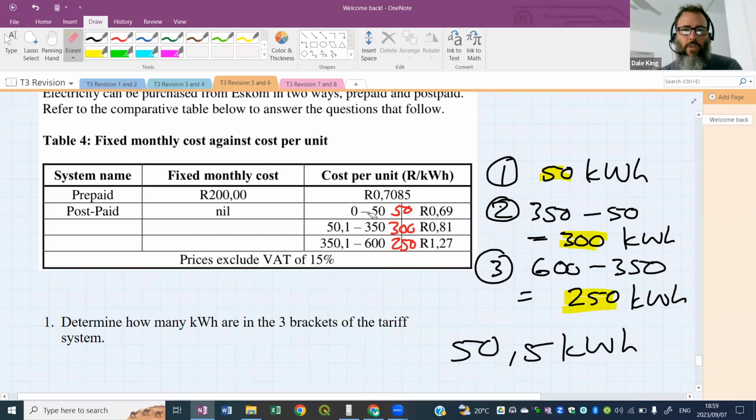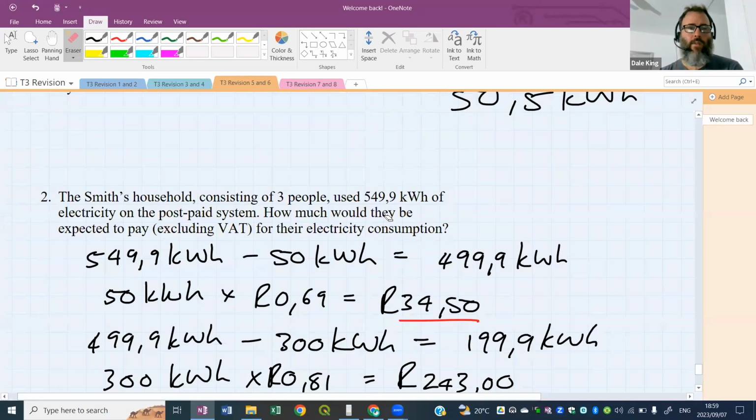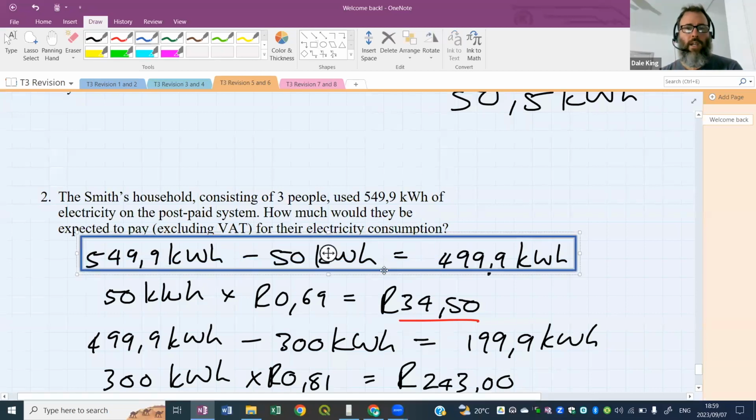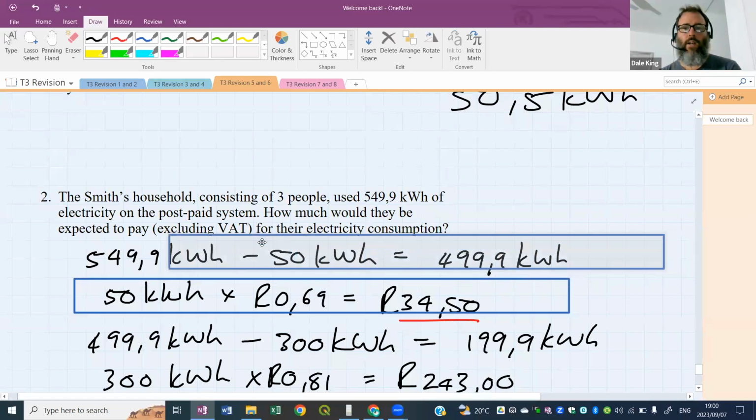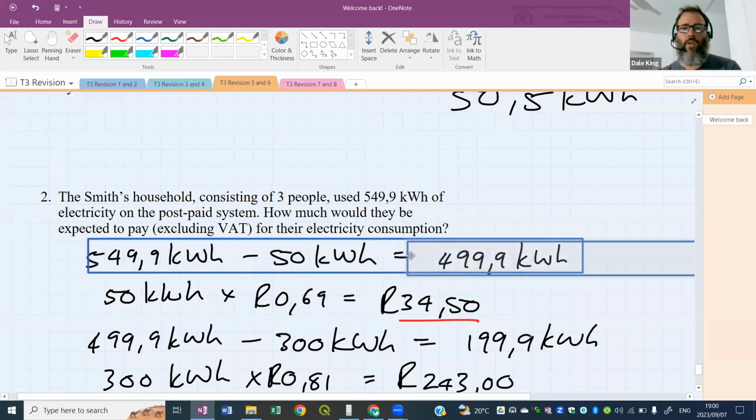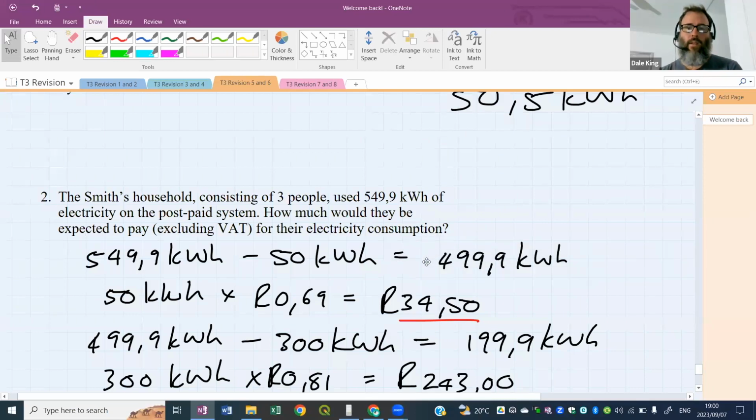The first 50 kilowatts must be taken off what you used, 549, and charged at 0.69 rands. So this is what we did here. We took 50 kilowatts off, and we charged those 50 kilowatts at 0.69 rands, remembering that we have some kilowatts left over in the question. It's 499 kilowatts that we still have.